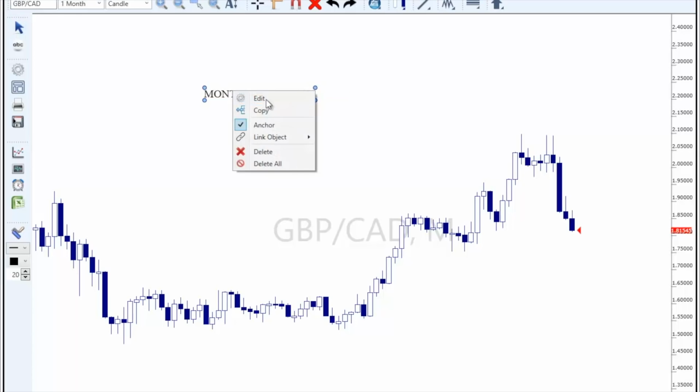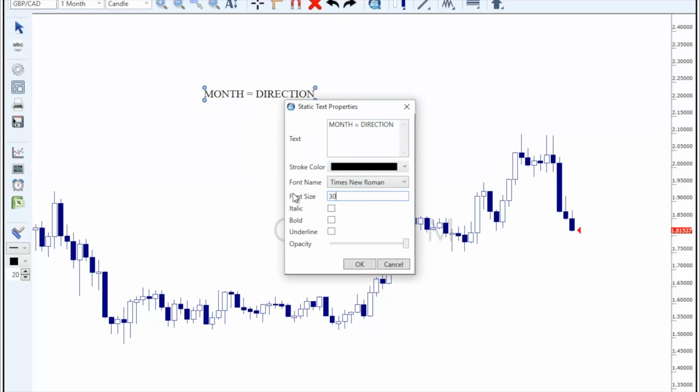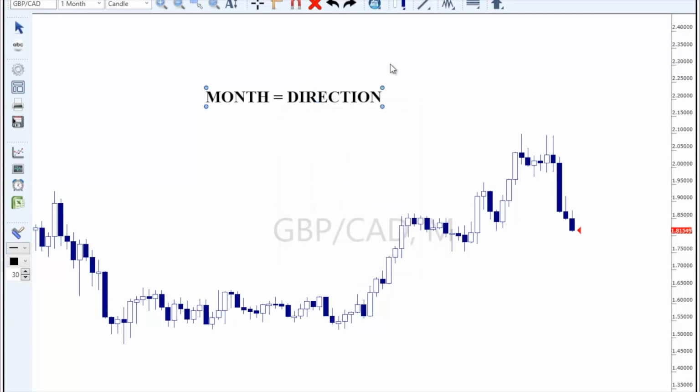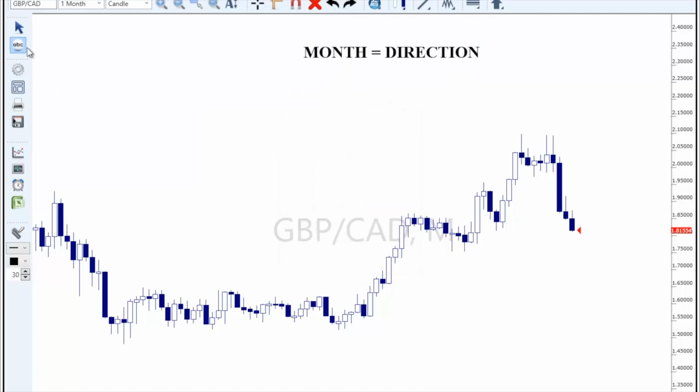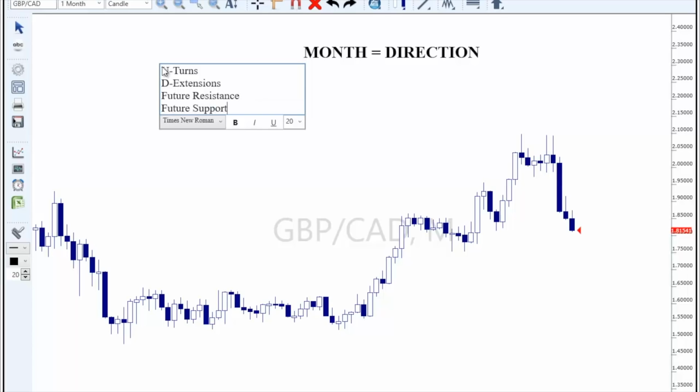What I'm specifically looking for off the monthly time frame is U-turns. I want to see if this market is hitting a D extension. I want to know where the next D extension is using Fibonacci's. I want to use future resistance, which is a fancy word for future high, and future support, which is a fancy word for a future low. So I'm going to be using hand-drawn trend lines and so on and so forth.